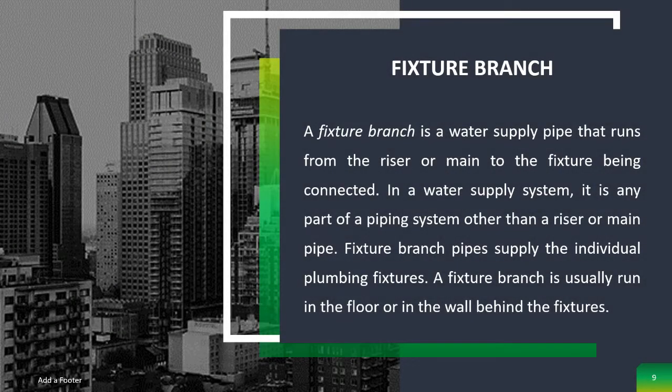Next to the riser is the fixture branch. A fixture branch is a water supply pipe that runs from the riser or main to the fixture being connected. In a water supply system, it is any part of the piping system other than a riser or main pipe. Fixture branch pipes supply the individual plumbing fixture. A fixture branch is usually run in the floor or in the wall beneath the fixtures. So, the fixture branch is a pipe from the riser or directly from the main that connects to fixtures like toilet, lavatory, bathtub, and other fixtures that have been discussed previously.